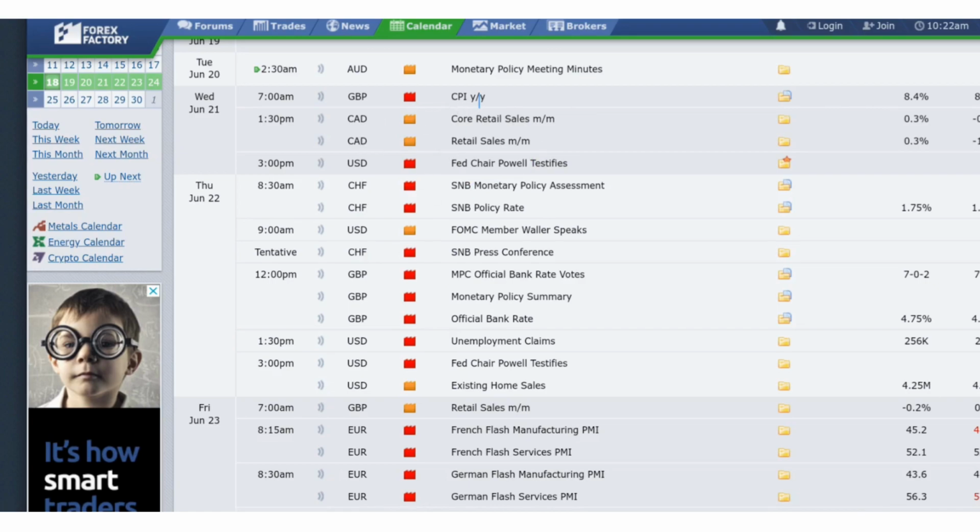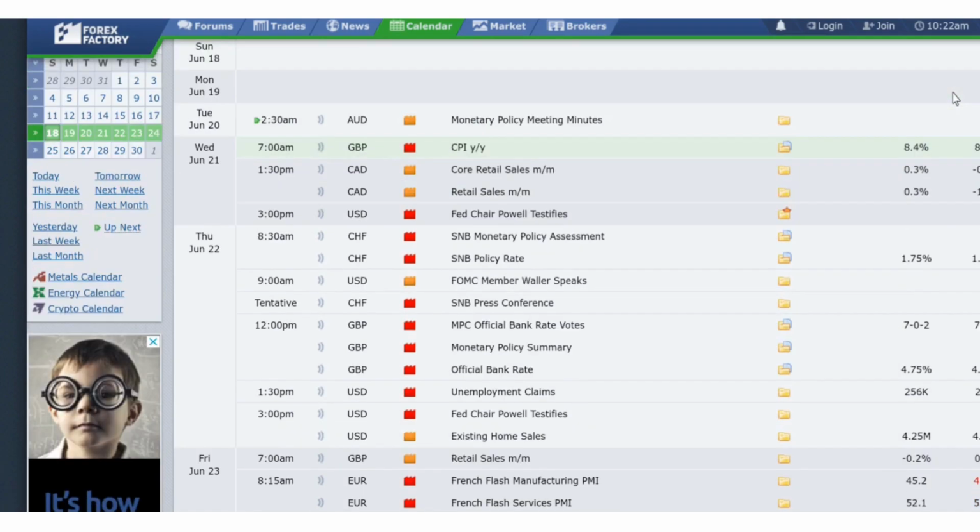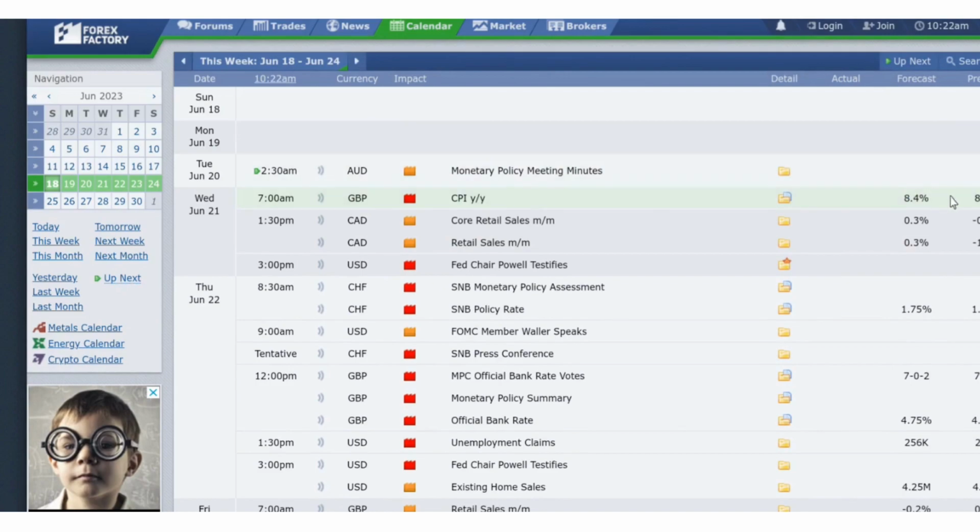On Wednesday we have the GBP CPI, year over year, which they predict to slow down from 8.7 to 8.4. Also on Wednesday we have Fed chairman Powell testifying.